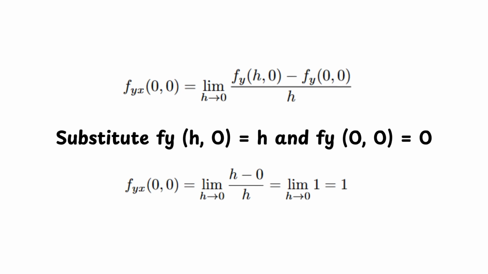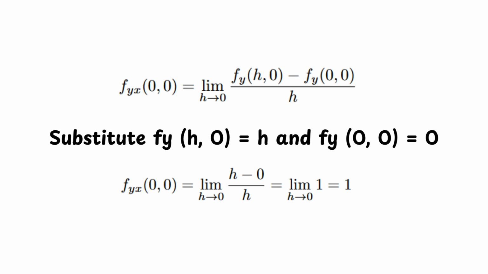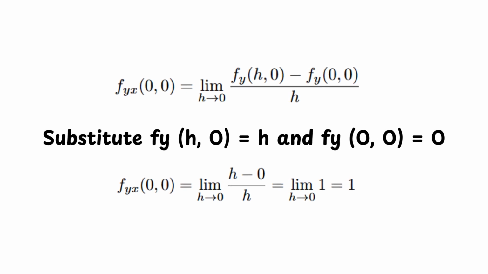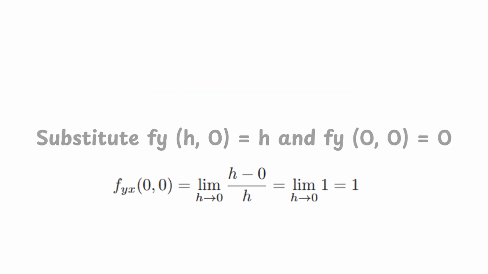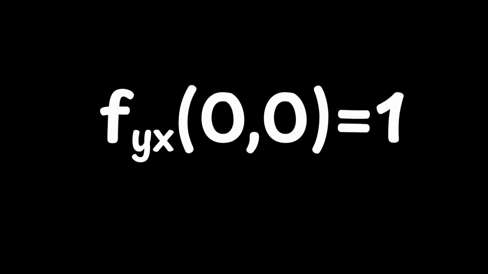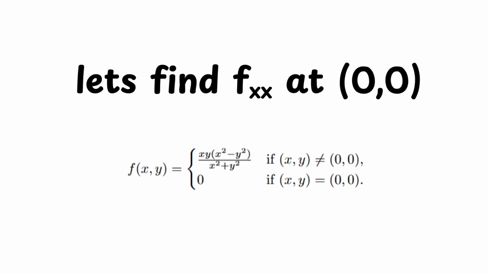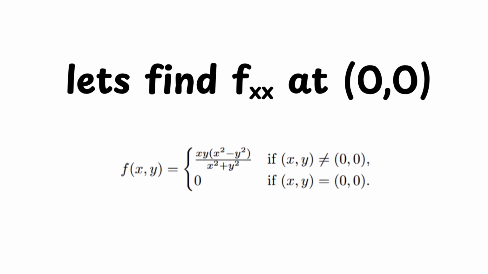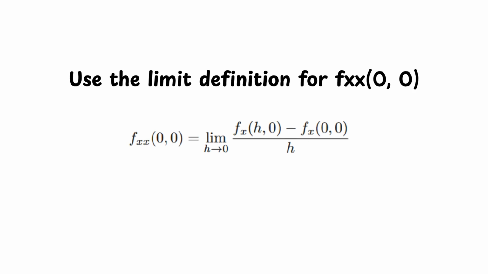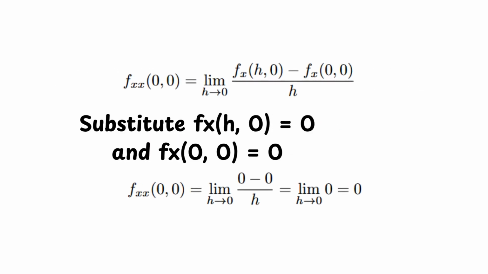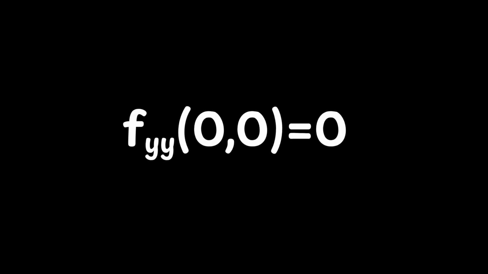Divide the slope change, h, by our tiny step, h equals 1. The number 1 tells us the slope twists counterclockwise as we move right. We're testing if the x slope changes as we move right from 0, 0. 0 change divided by any step, h, is always 0. The x direction is completely flat, no bending at all.